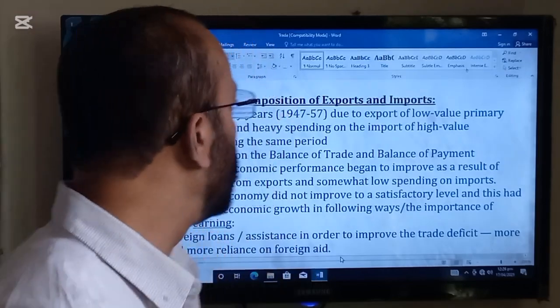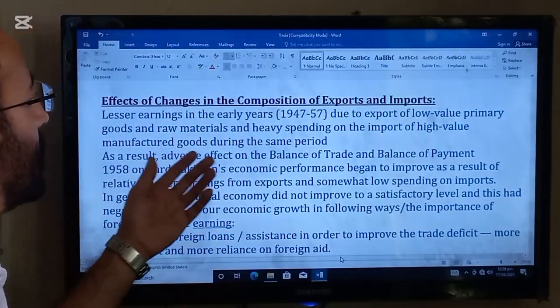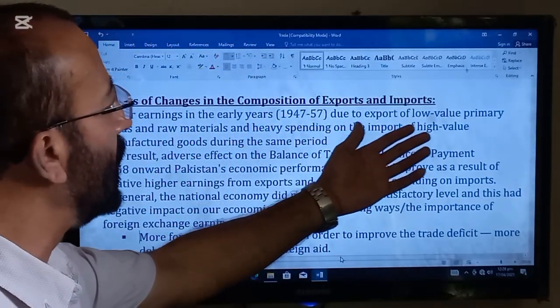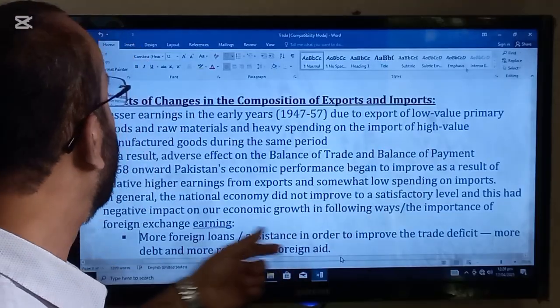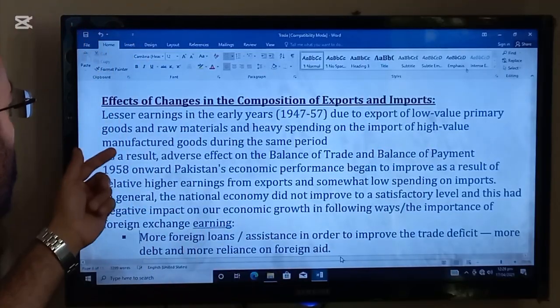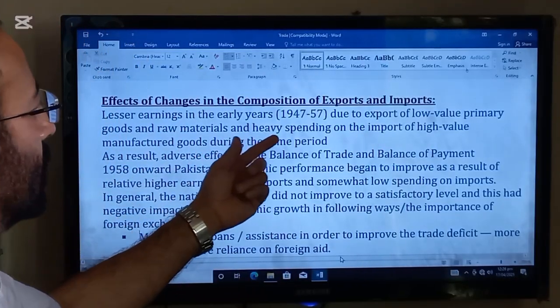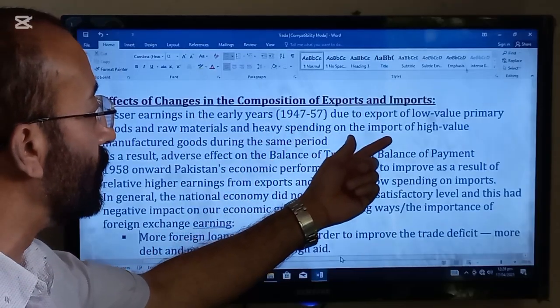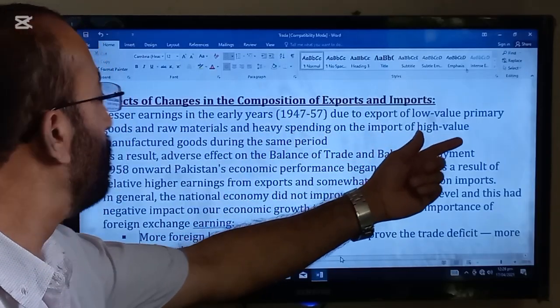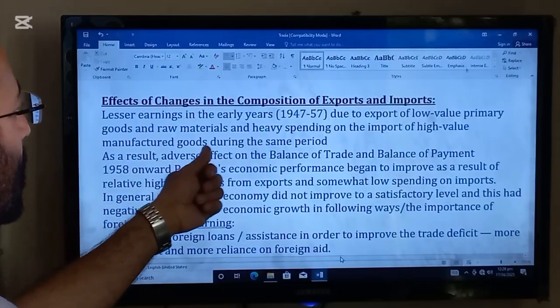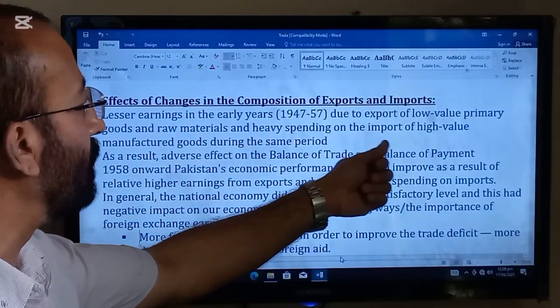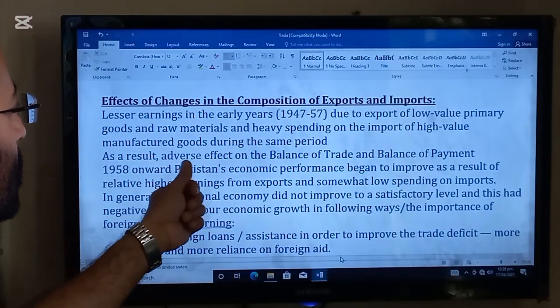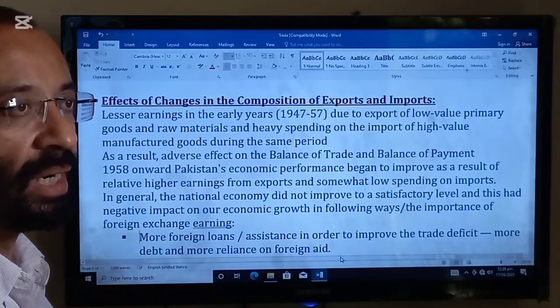Next point in the lecture is the effects of the changes in the composition of exports and imports for Pakistan. So concentrate: lesser earning in the early years, that is 1947 to 57, due to export of low value primary goods and raw materials, and heavy spending on the import of high value manufactured goods during the same period.